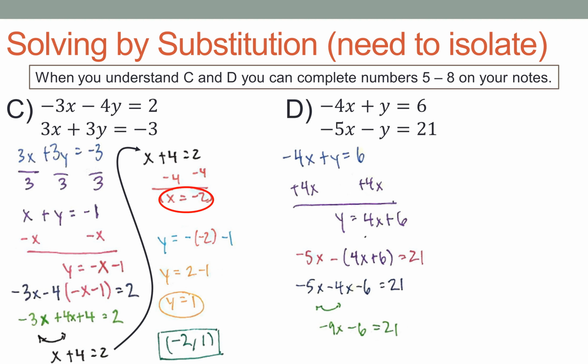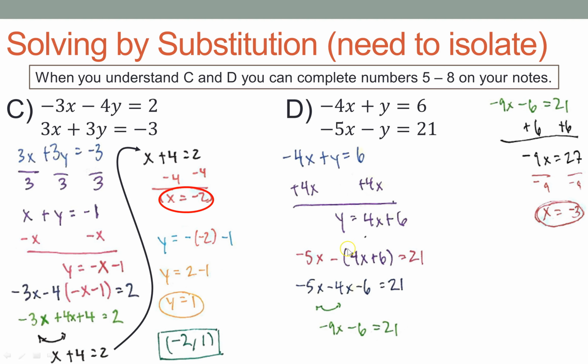Combine the like terms, so negative 5x and negative 4x turn into negative 9x minus 6 equals 21. Two-step equation. You got this, people. If you've been following along with me, you've got this. Inverse of subtraction is addition. So I add 6 to each side. Negative 9x is equal to 27. Divide by the coefficient of x, so I have x is equal to 27 divided by negative 9, or x is equal to negative 3.